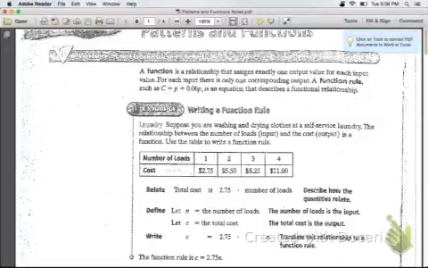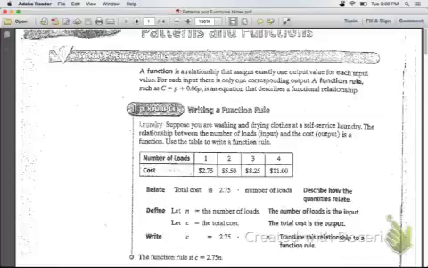Okay, in today's lesson, we're going to be learning about writing a function. So we're going to take a look at a couple of the things that we've been learning about so far in this unit. We first looked at patterns, and then we looked at relations and determined whether they were a function, and now we're going to actually write a function rule. So you have this note-taking handout in front of you, and we'll just go through it together.